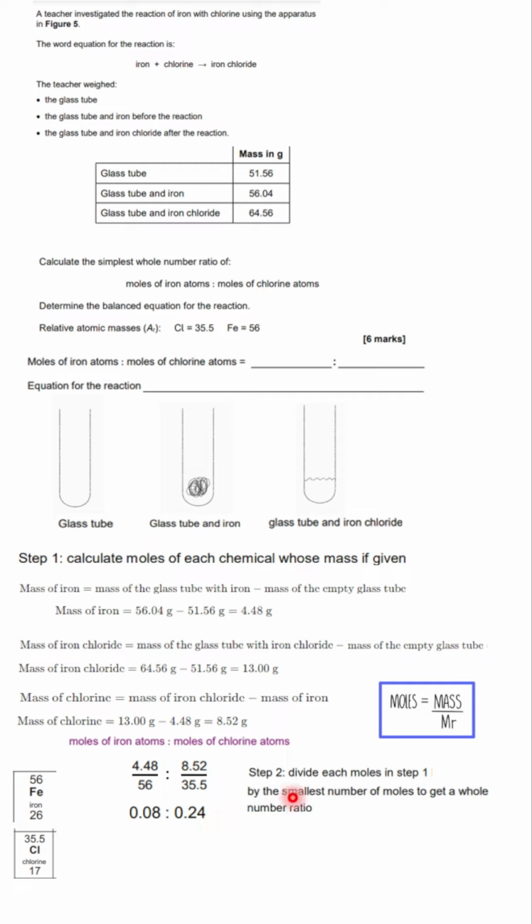Second step, we have to divide the moles by the smallest number of moles, which in this case is 0.08. So we divide both numbers by 0.08. This simplifies to a 1 to 3 ratio, which is our final answer.